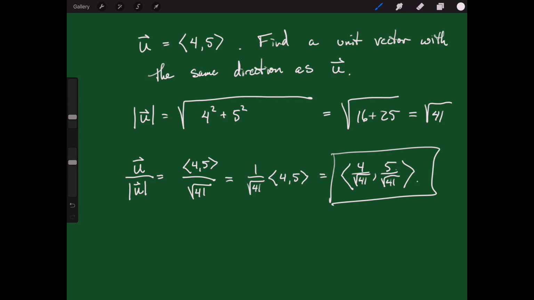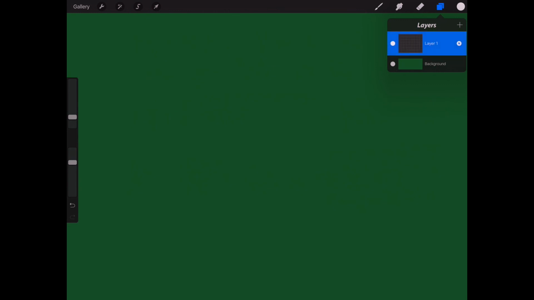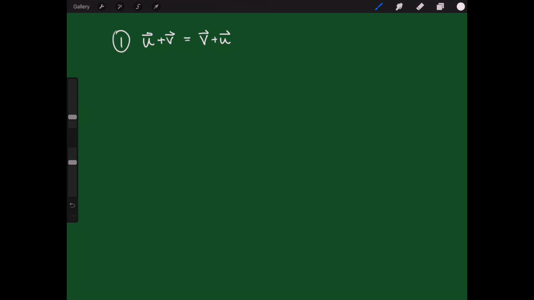Let me cover real quick some of the properties of vectors that come up a lot. And then you should be about ready to look at some homework questions. Some simple things that you see when using vectors is that u plus v is always equal to v plus u. So vector addition is commutative, in other words. This is the first one.